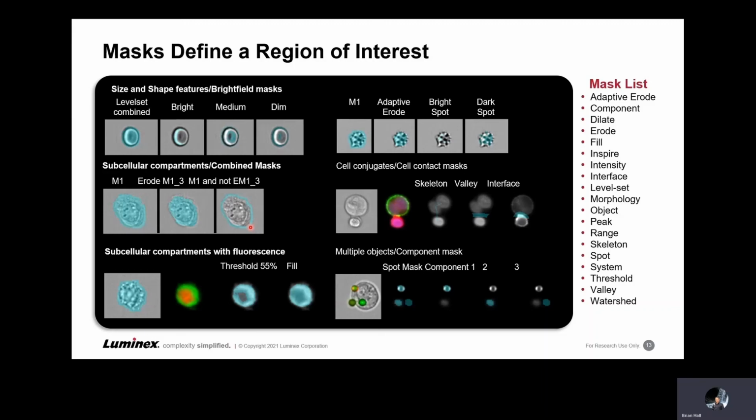intensity there. There are masks that identify the regions in between cells. There are masks that look at dark spots or light spots, and masks that look at different components within the image. So there's a diverse array of masks that you can use, approximately 19. And with all of these masks, you can use Boolean logic to combine them or subtract them. So there are a lot of different ways you can look at subcellular regions.